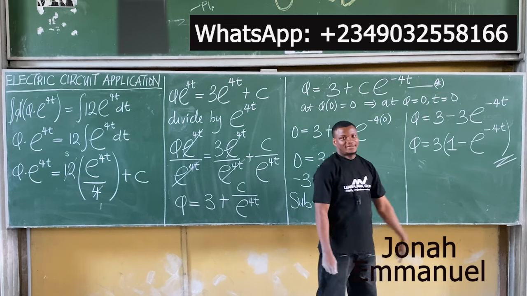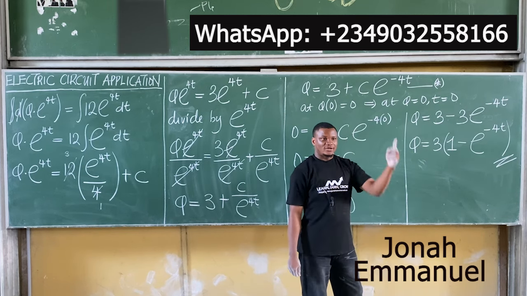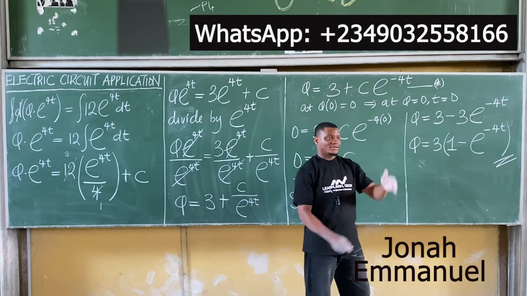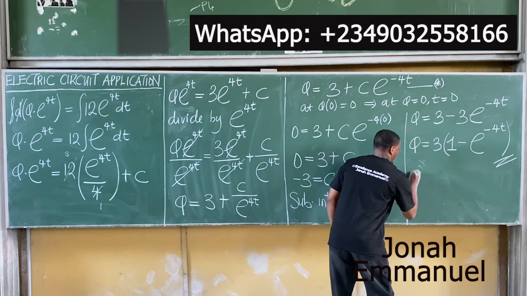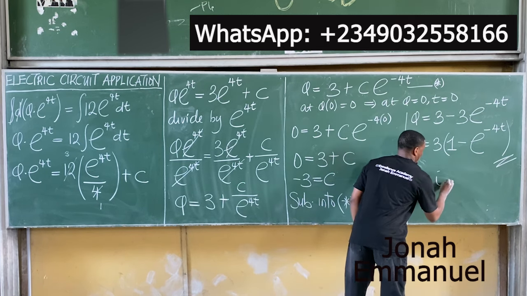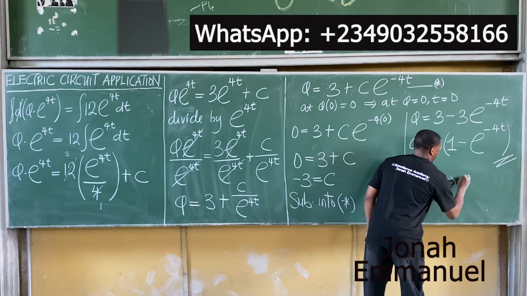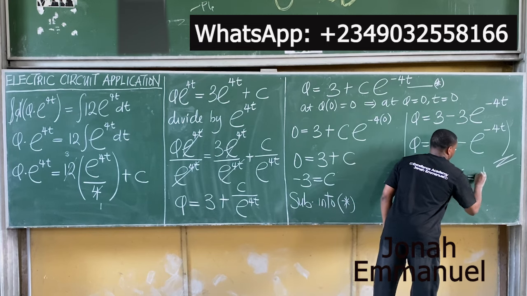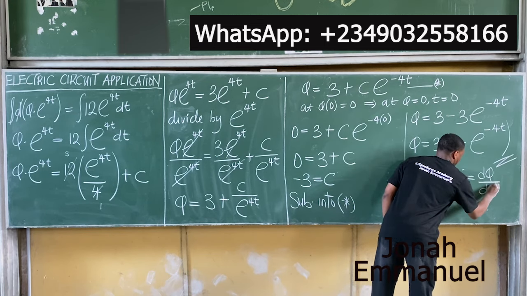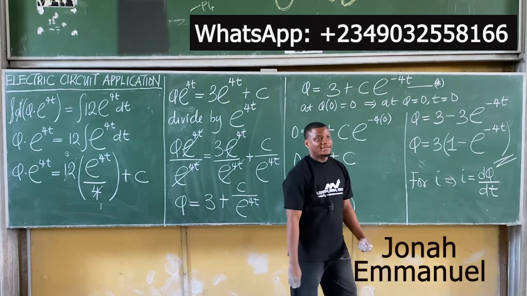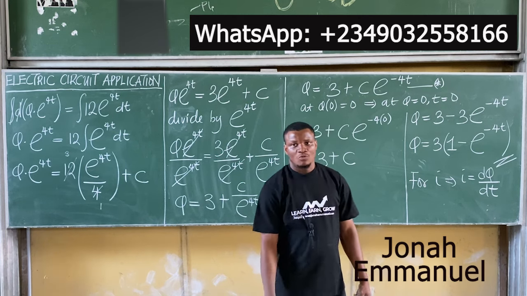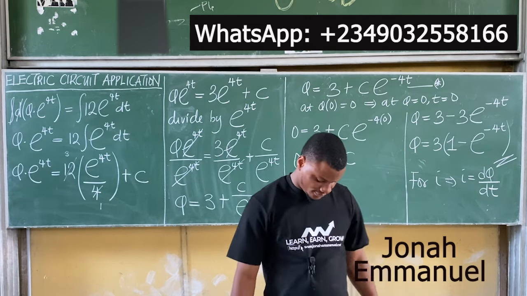One last thing, let's get I. Also find the charge and the current. For I, what do we know? We know that I is equal to dq over dt. To get the value of I, simply differentiate q with respect to t.